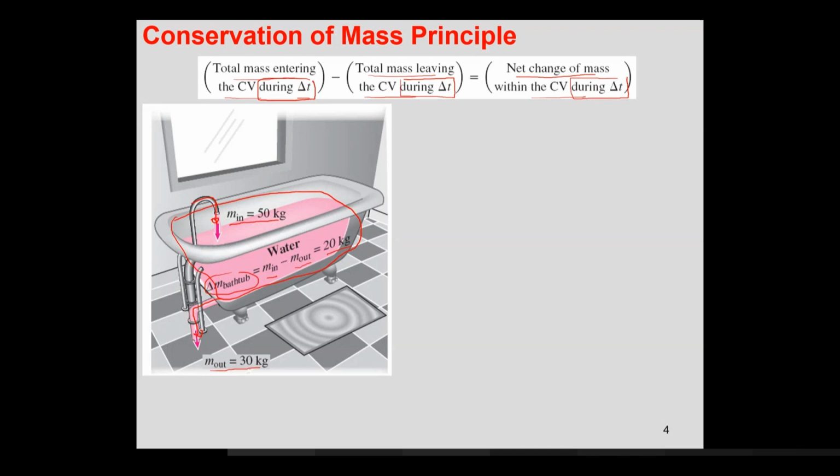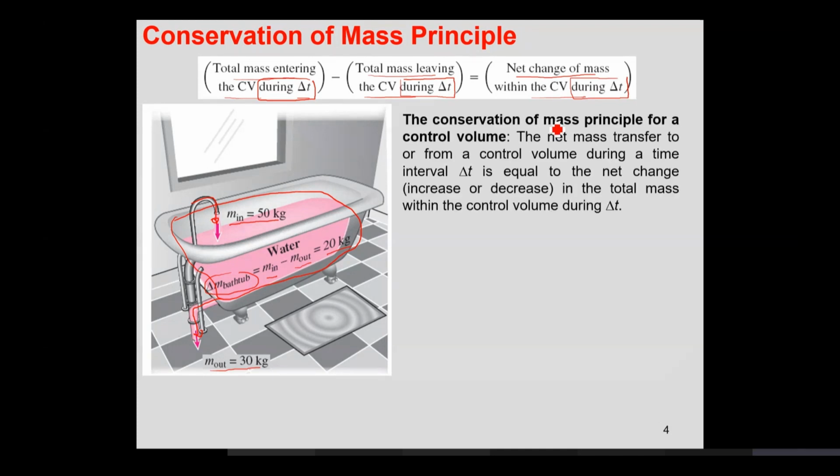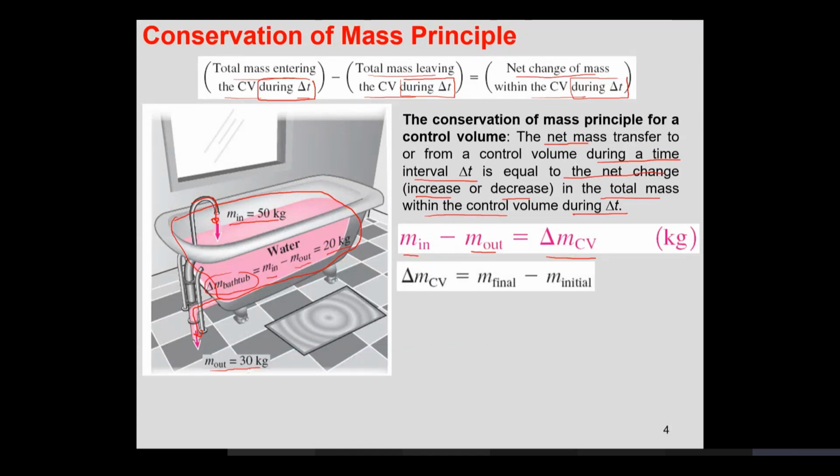Again, the conservation of mass principle: the net mass transfer to or from a control volume during a time interval delta t is equal to the net change, which could be an increase or decrease, in the total mass of the control volume during the time interval delta t. Or you can write mathematically that mass into the system minus mass out of the system is equivalent to the change in mass of the control volume. Now, this change in mass of the control volume basically refers to the difference between the final and initial mass.